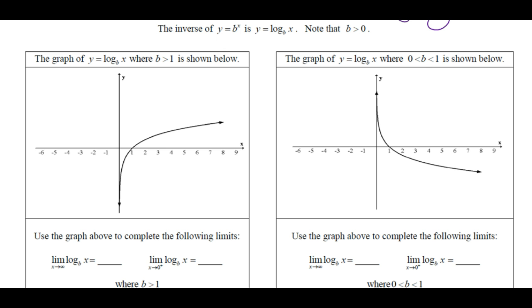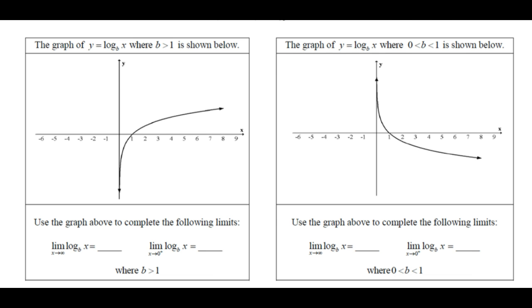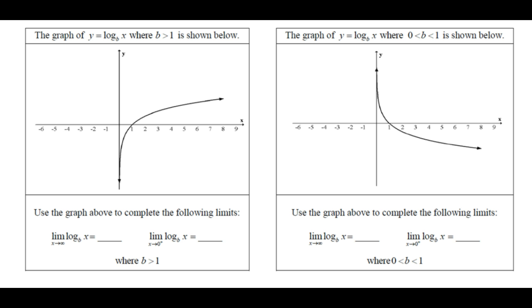Here's the graph of y equals log base b of x, where b is greater than 1. Here's the graph of y equals log base b of x, where b is between 0 and 1. They're just reflections in the line y equals x of the exponential function. So if we took the exponential function reflected in the line y equals x, we're going to get this. Use the graph above to complete.